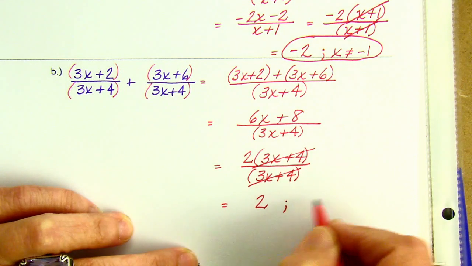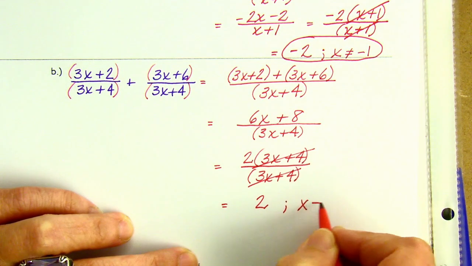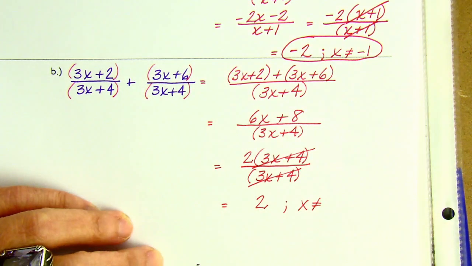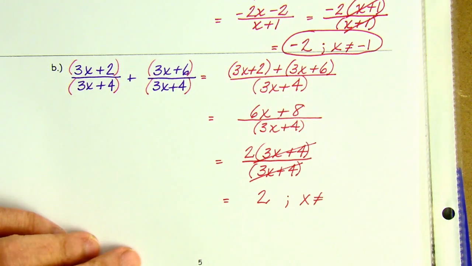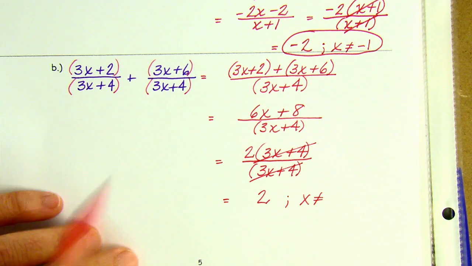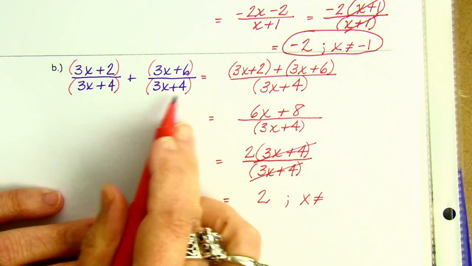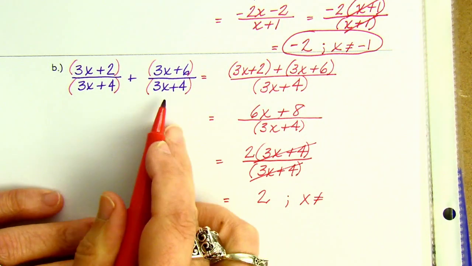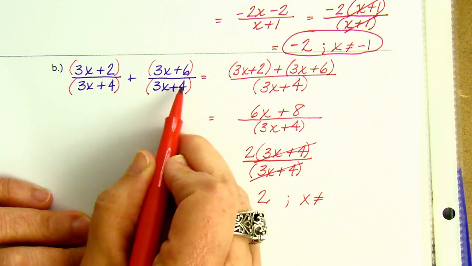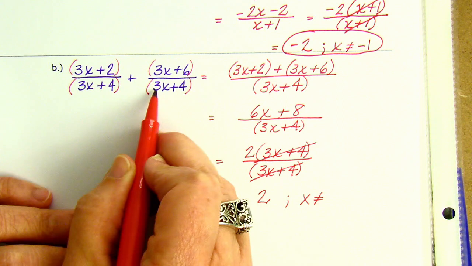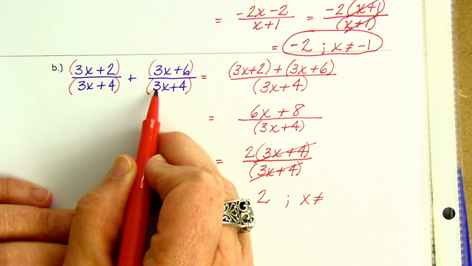So I do have to list the restriction. Remember, the restriction is part of the answer. You can't skip it. All right, how do I figure it out? Well, remember, the denominator can't be 0. And a quick, easy way to figure this out is all you have to do is change the sign of the constant and then divide by what's in front of your variable.